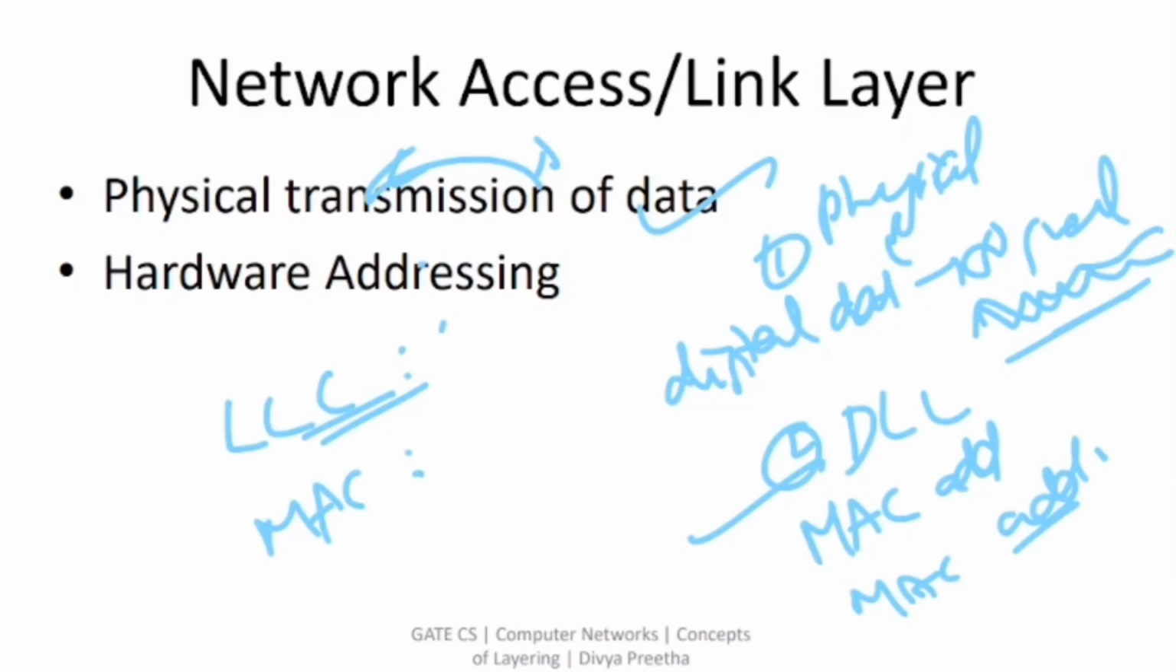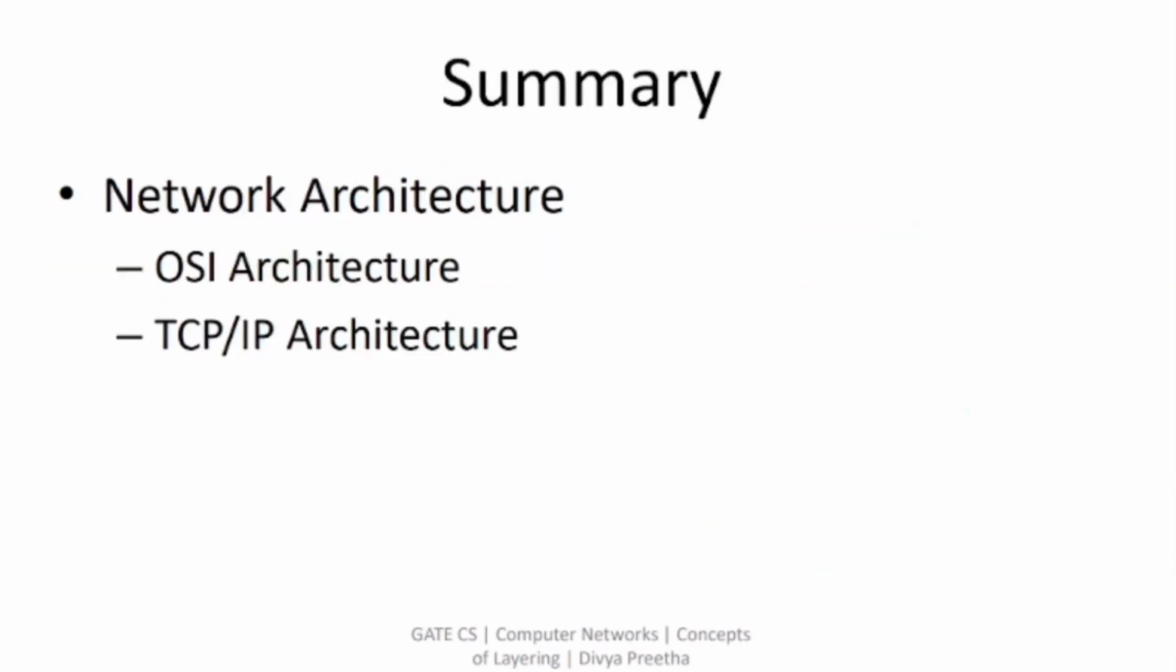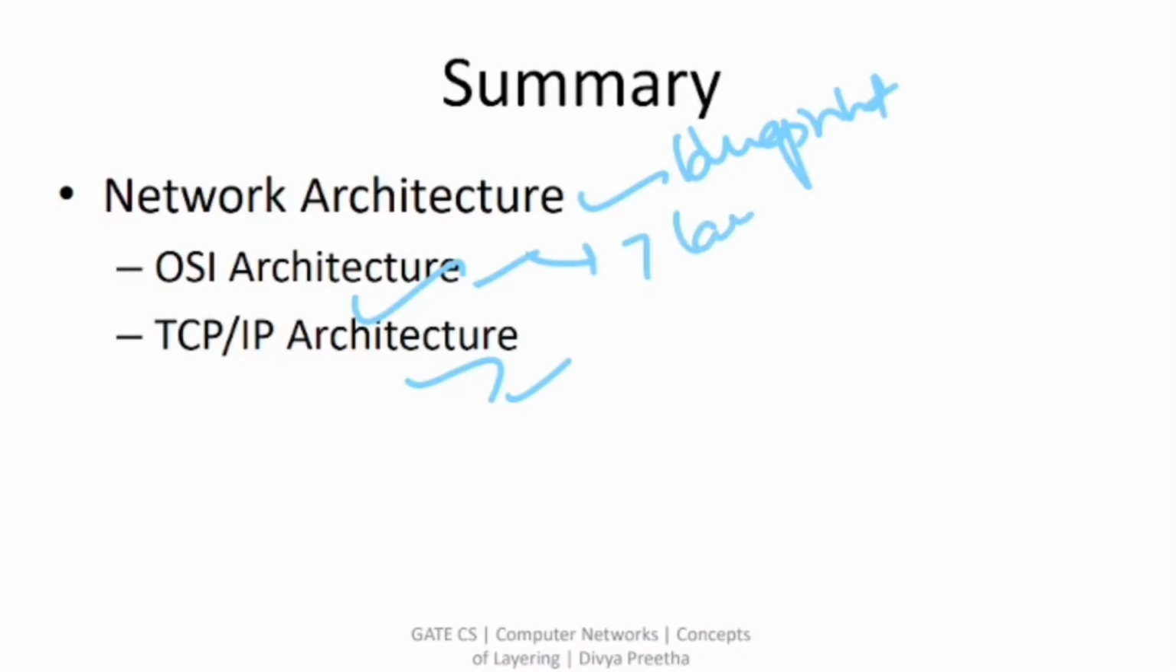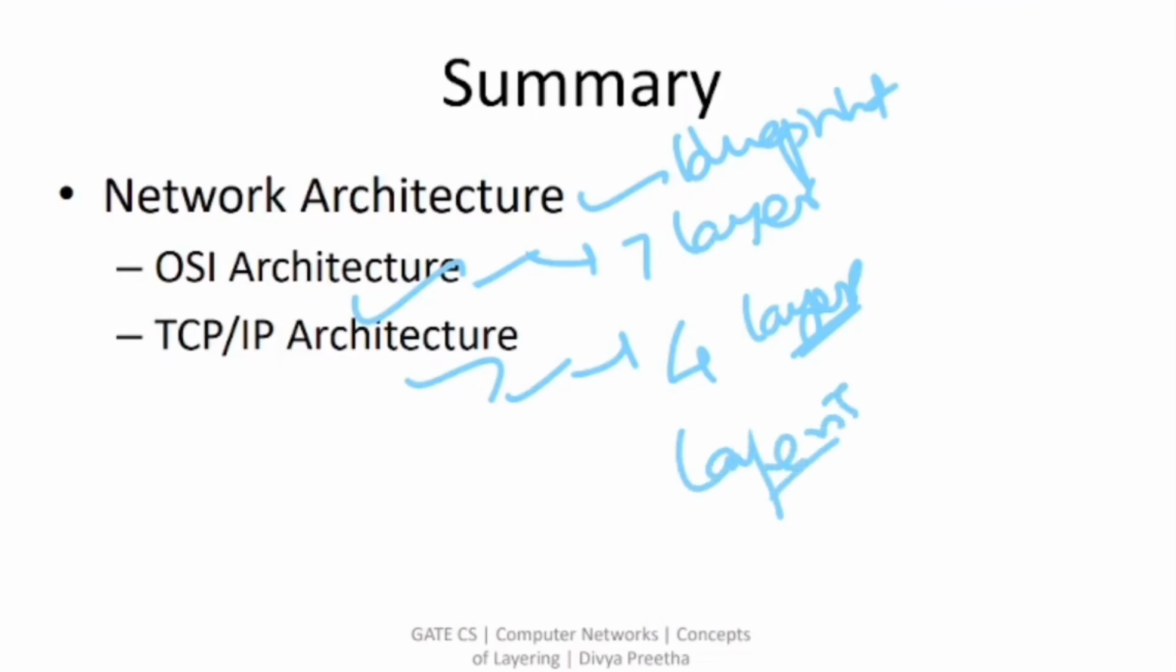So in this video, we saw what a network architecture is and why we need architecture. It is just a blueprint, and we saw two architectures, the OSI architecture and TCP/IP. This has 7 layers, and this has 4 layers. In the next video, we will be discussing the other concepts of layering. Thank you.